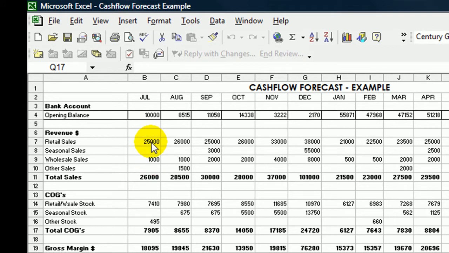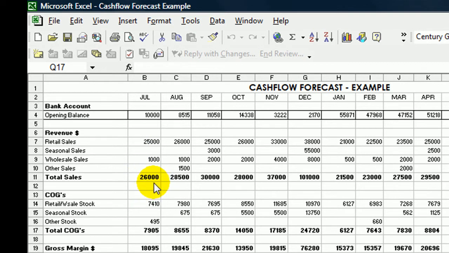And then we've simply put in here the different types of sales that relate to that July. Important to note that when you are putting in the sales in a cash flow forecast, they're the amounts of money that you expect to receive. So if you've given someone 30 days credit and you don't expect to receive it in this month, then don't put it in. Put it in the month that it comes in. So we expect to receive 25,000, we expect to receive 1,000, giving us a total sales or total revenue of $26,000.